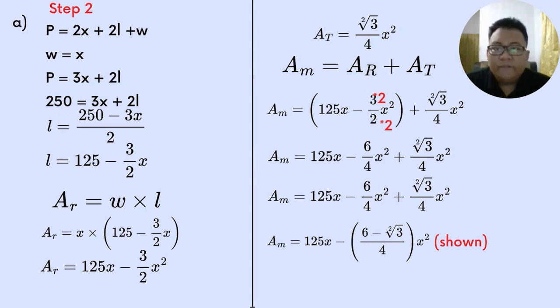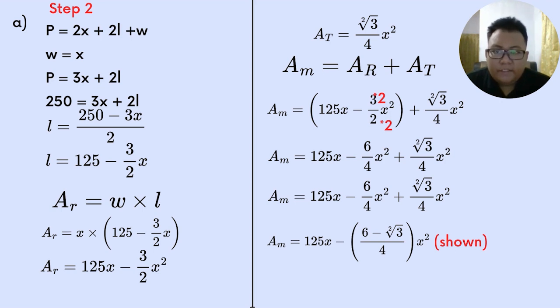So in this case, we can find the perimeter by using P equals 2x plus 2L plus w, and substituting the w with x, we will get P equals 3x plus 2L. And since the total perimeter is 250, we can substitute it in and make it in terms of L, since the equation in the question does not have L. And we will get L equals 125 minus 3 over 2 x.